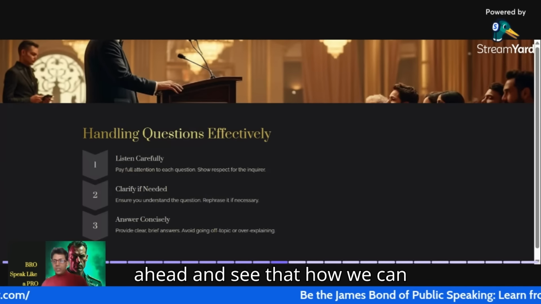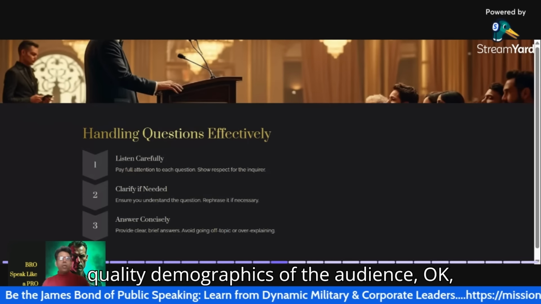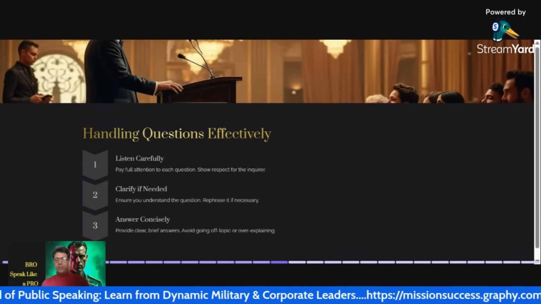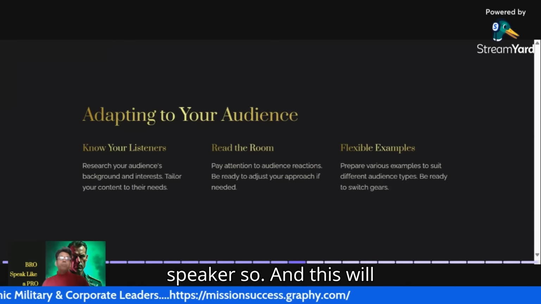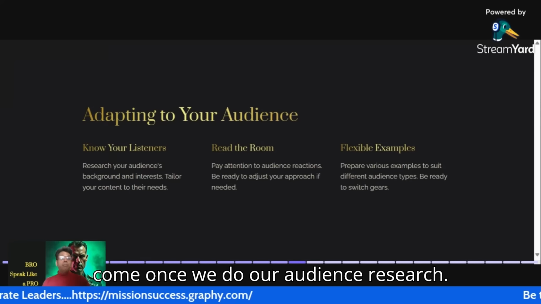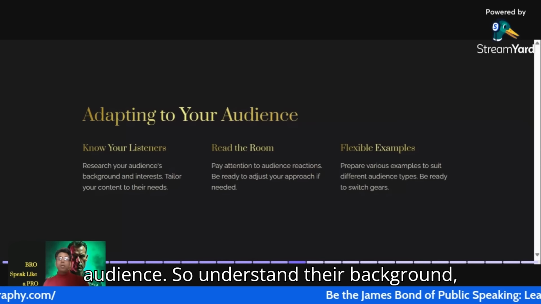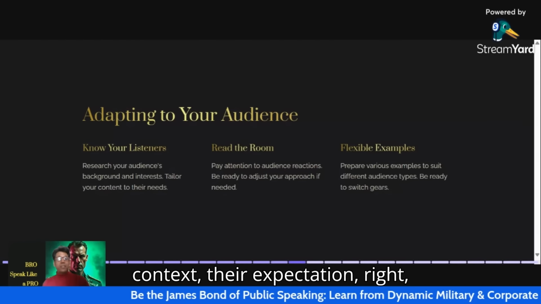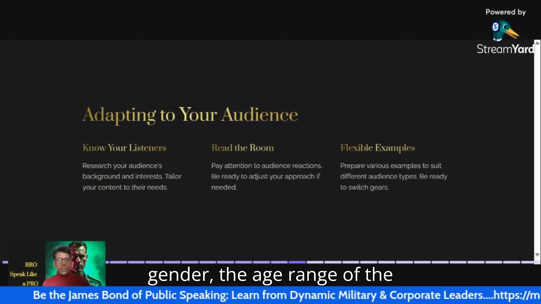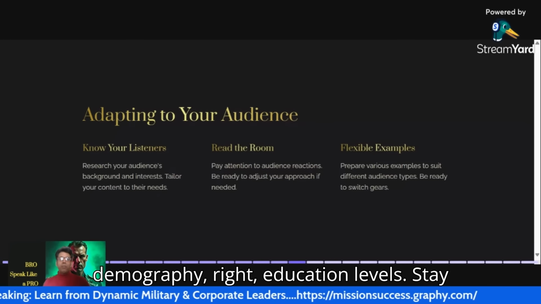Let's move ahead and see how we can adapt to the different nature of the audience or different demographics of the audience. Okay, which is a very important quality as a speaker. And this will come once we do our audience research. And that's the key to understanding our audience. So, understand their background, their interest, demography, cultural context, their expectation, right? Gender, the age range of the audience. This will all come under the demography, right?